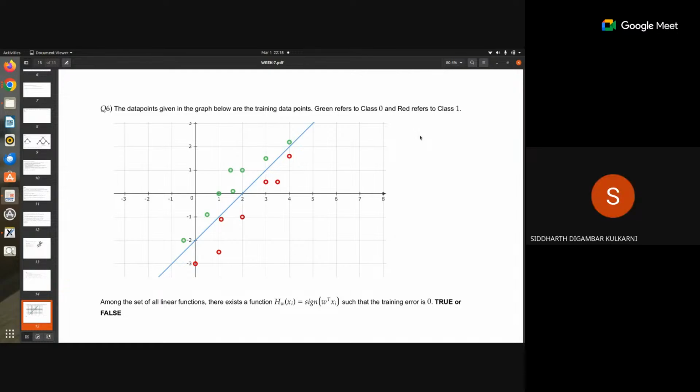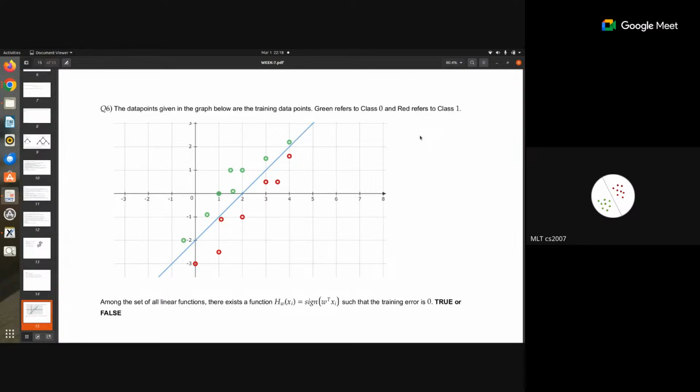So Wi will be perpendicular to the blue line, right? Wi will be perpendicular to the blue line. So it should be minus 1, 1 maybe. Minus 1, 1.